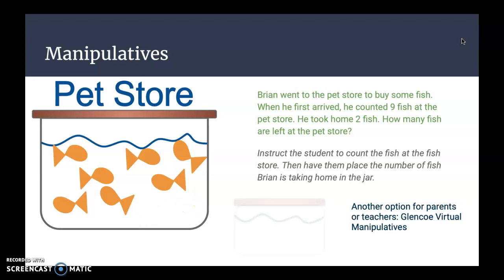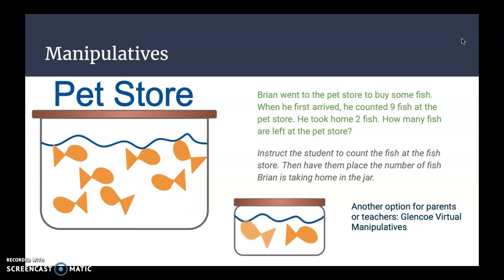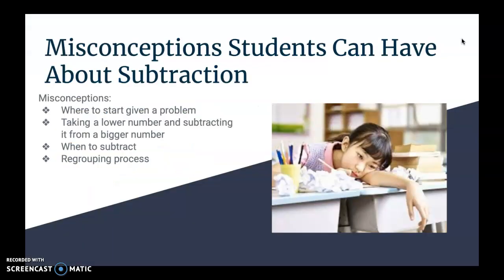So we're going to take 2 fish away. He's going to take 2 home. And then when he recounts them, he should have 7 fish left. Another option for parents and teachers to use is the Glencoe virtual manipulatives.